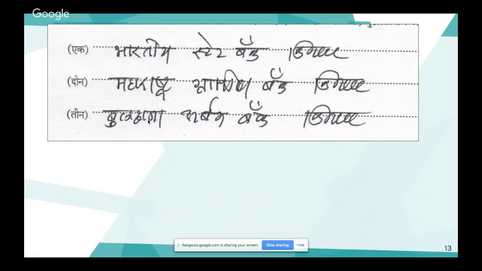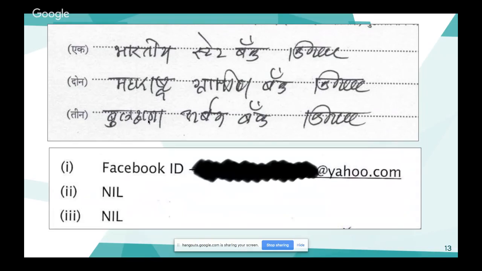Here is another one. This is basically showing you some bank name that the candidate has actually given in the affidavit. A Facebook ID. So this candidate has given the email address, using which he or she is probably logging into Facebook, as the Facebook ID. That's not the Facebook ID, right?